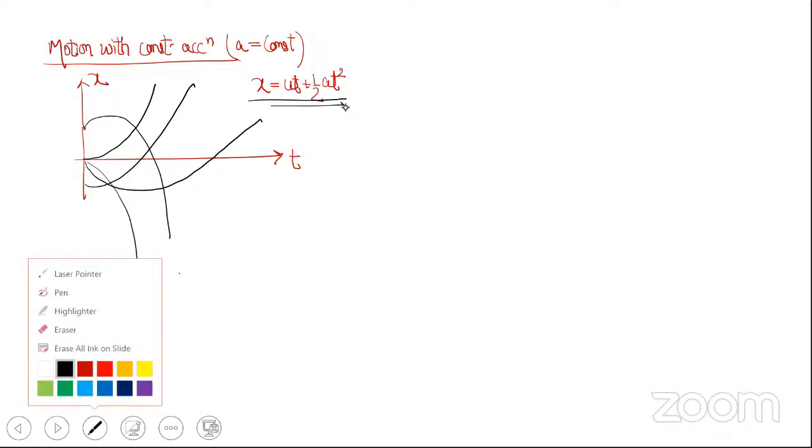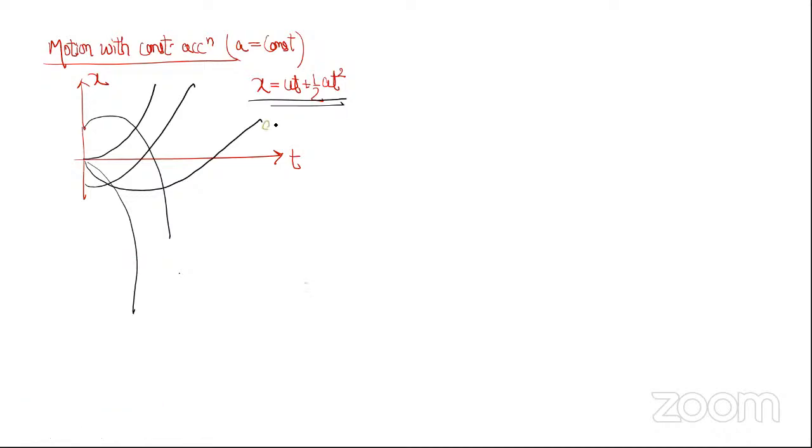So for these graphs acceleration is positive. So if you are seeing this term acceleration in front of t square, t square का coefficient, if that is positive, that means the graph will be like this, है ना, it will open upwards. If that a is negative then the graph will be like this. समझ में आ रहा है?